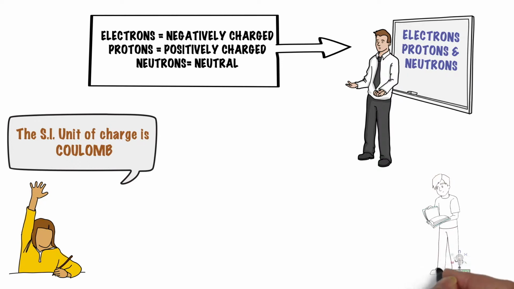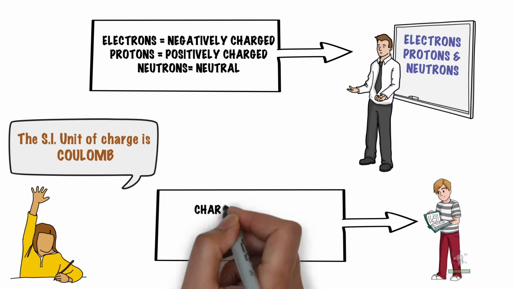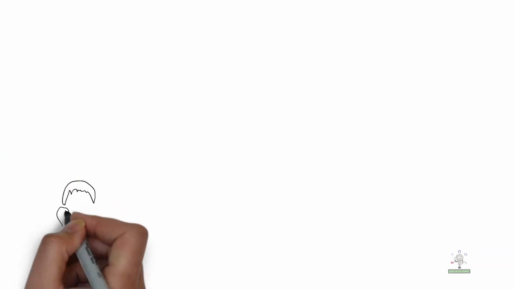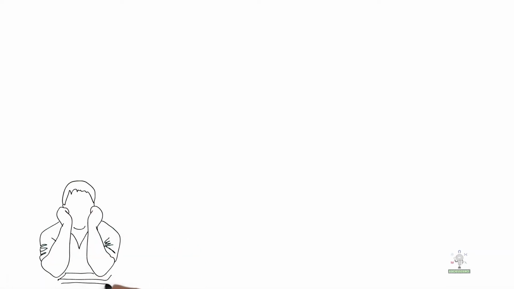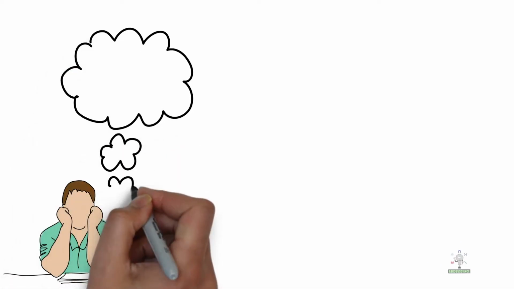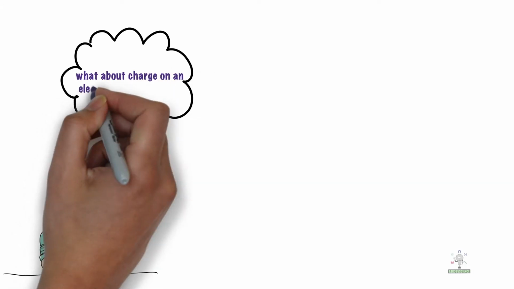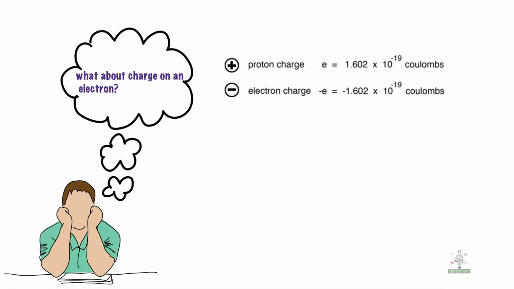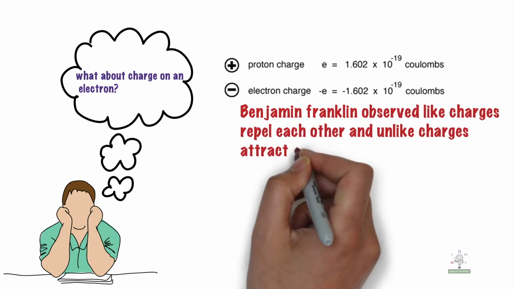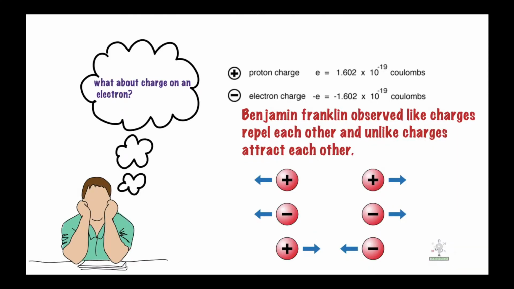These electric charges have some properties. Charge is quantized. It follows the law of conservation of charge and the law of additivity. Quantized means all the charge in the universe is an integral multiple of the charge on one electron, that is, mathematically, Q equals n e. And you might be wondering how much charge an electron holds: that is 1.6 into 10 raised to minus 19 coulombs.